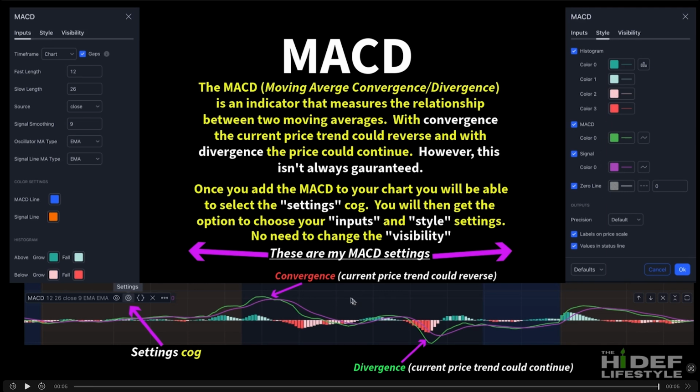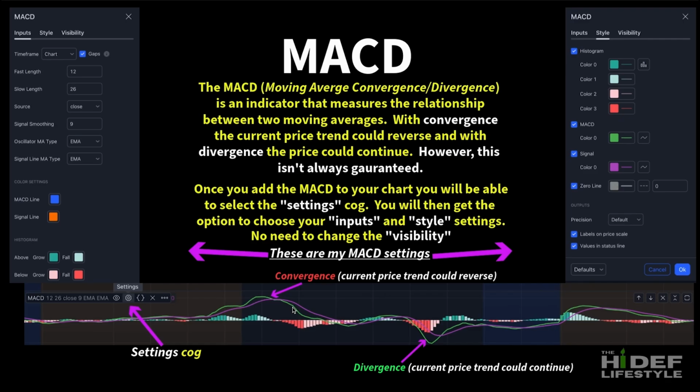All right, and let's take a look down here as well. Convergence: current price trend could reverse. As you see, this green line is above the purple line for the moment, but then things start to converge. So this green line starts to converge with this purple line, and then eventually crosses down below it. And typically when it does this, the price action is going to turn bearish and start to head to the downside. And then these lines start to diverge. They start to go away from each other.